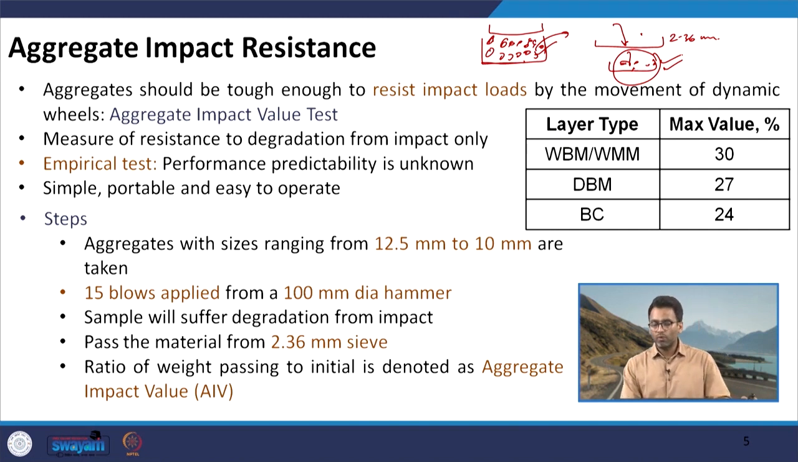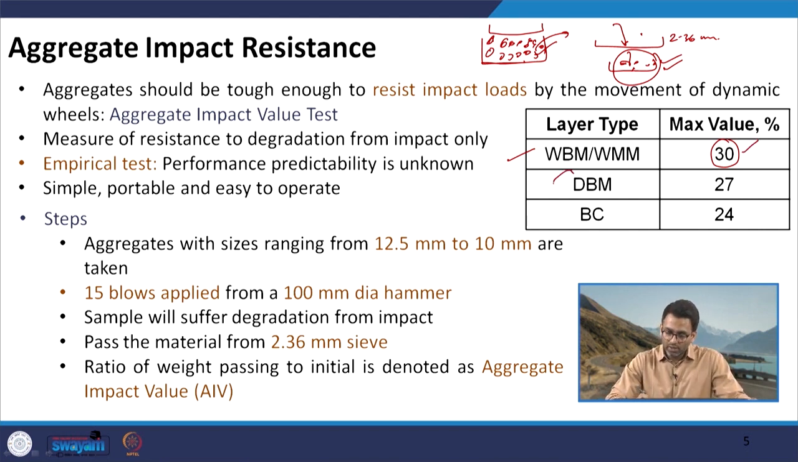You see that this is what our Ministry of Road Transport and Highways specifies depending on layer type. WBM and WMM are base layers used in flexible pavement construction. So, the maximum value limited here is 30%. Again, the reason being these are layers placed at lower depths, so the magnitude of stresses in these layers will be lower in comparison to layers placed at the top of the pavement. That is why the maximum value is on the higher side.